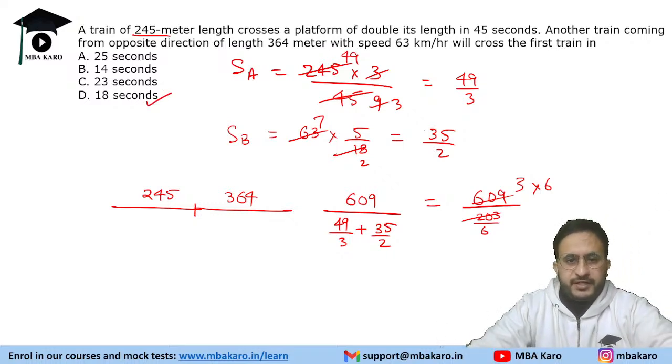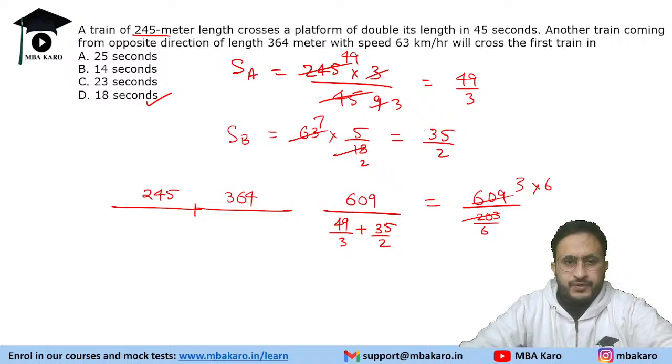Initially I made a mistake in this. I had taken 49 by 5. It should have been 49 by 3.